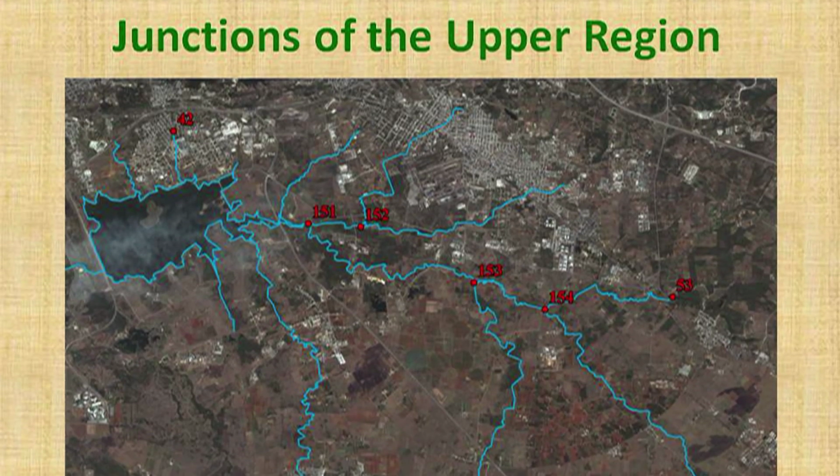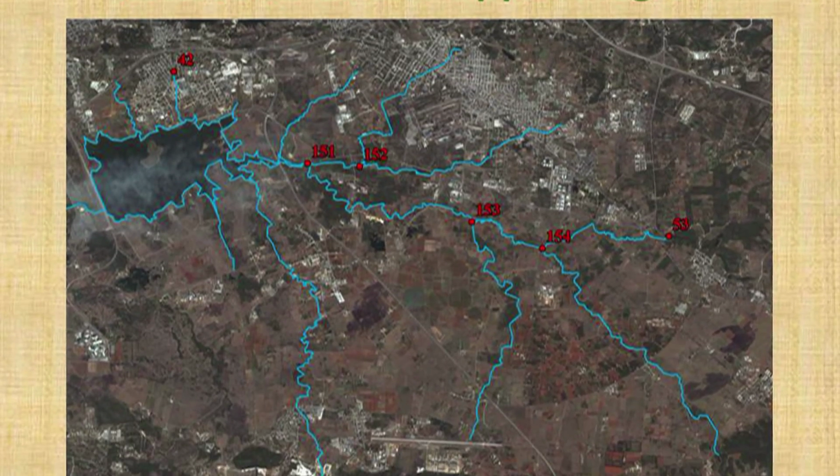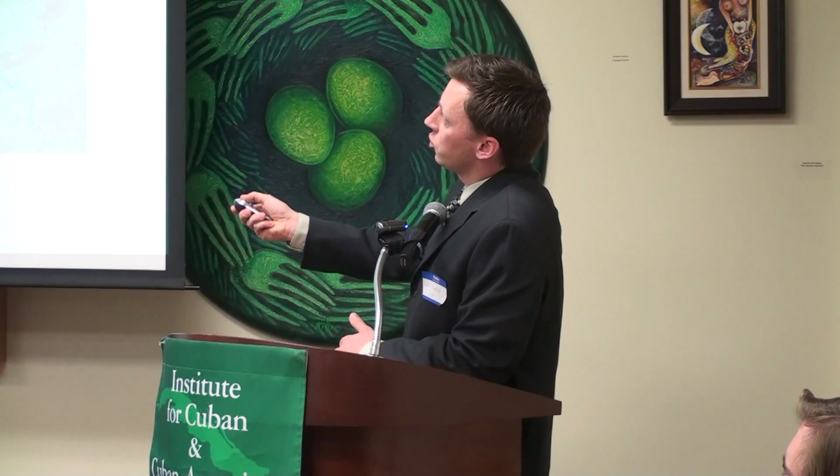This is a map of the upper region. The notable dominant feature here is the reservoir, and you'll notice that there are relatively few streams leading into that reservoir. I have here noted Subwatershed 42, which is a relatively small area, and Subwatershed 53, which is a relatively large area. I'll be coming back to talk about those two subwatersheds specifically later on.